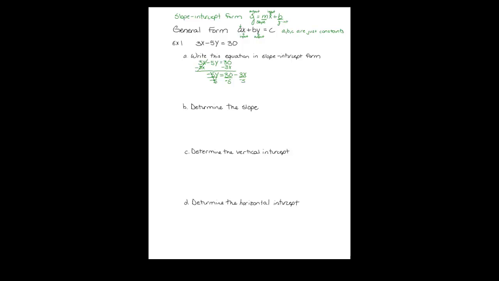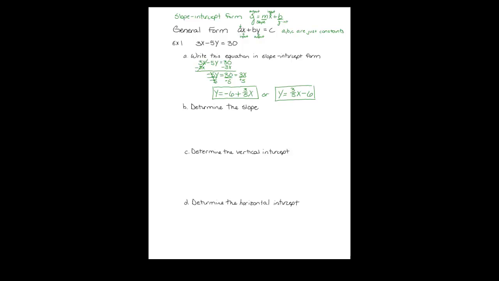On the left, the negative 5's cancel and leave you with just y equals 30 divided by negative 5 is negative 6. Minus 3x divided by a negative 5 is going to give us plus 3/5 x. And you could leave your answer like this. This is absolutely fine. Or you could switch it around a bit. Y equals 3/5 x minus 6. Either one of these is correct.